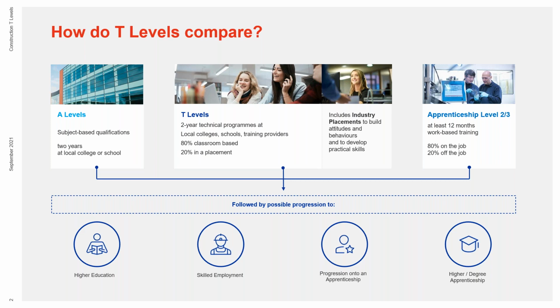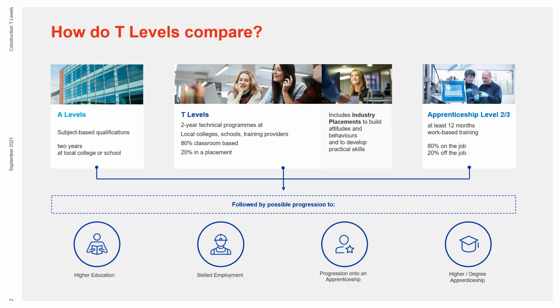A T-level sits within three bands, if you like, which is a government directive. One is A-levels, one is T-levels, which includes a significant industry placement, and the other is the apprenticeship. There are obviously key differences between each one of those, especially between the apprenticeships and the T-levels. T-levels have an 80% classroom-based product with a 20% industry placement, where apprenticeships are the opposite, a role reversal: 80% on the job and 20% off the job.